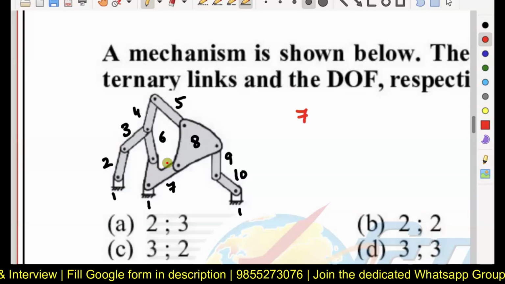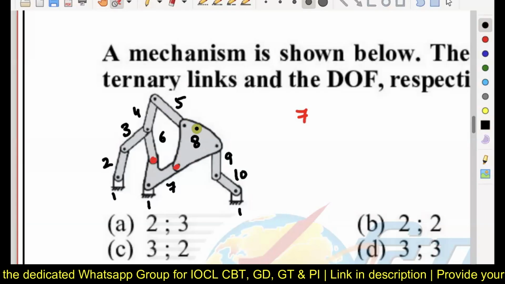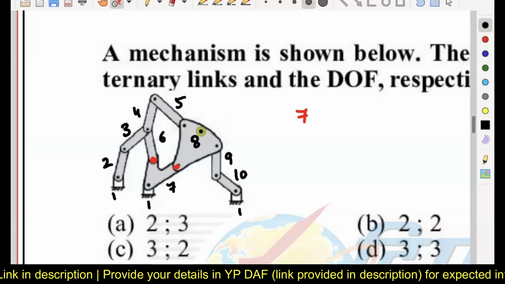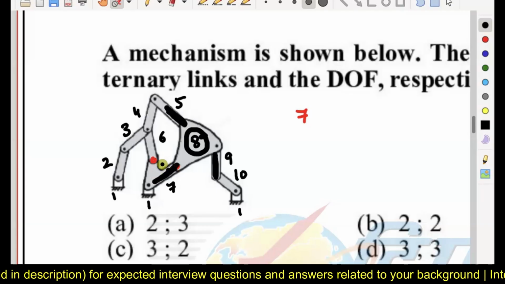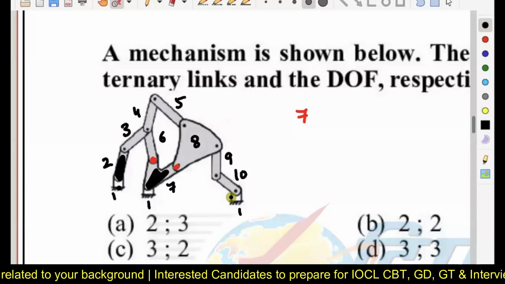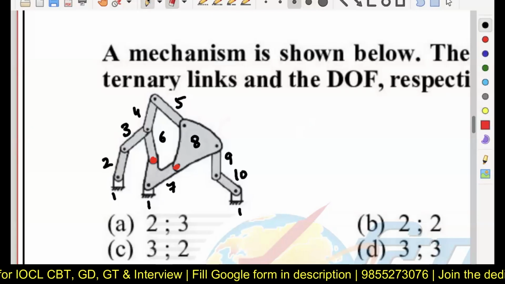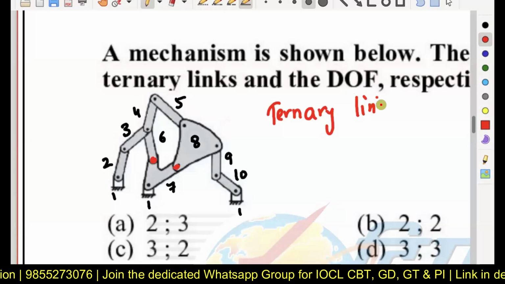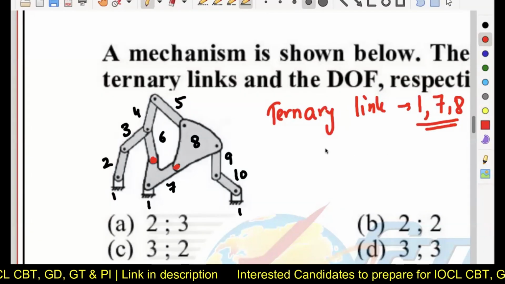First, link number 7 is making a connection with 8, 6 and 1. It is a ternary link. Link number 8 is making a connection with 5, 9 and 7 here. It is also a ternary link. Now link number 1 is making a connection with link number 2, 7 and link number 10 here. So I can say it is also a ternary link. So how many ternary links are there? Ternary links are 1, 7 and 8. Understood? That's a very simple case.